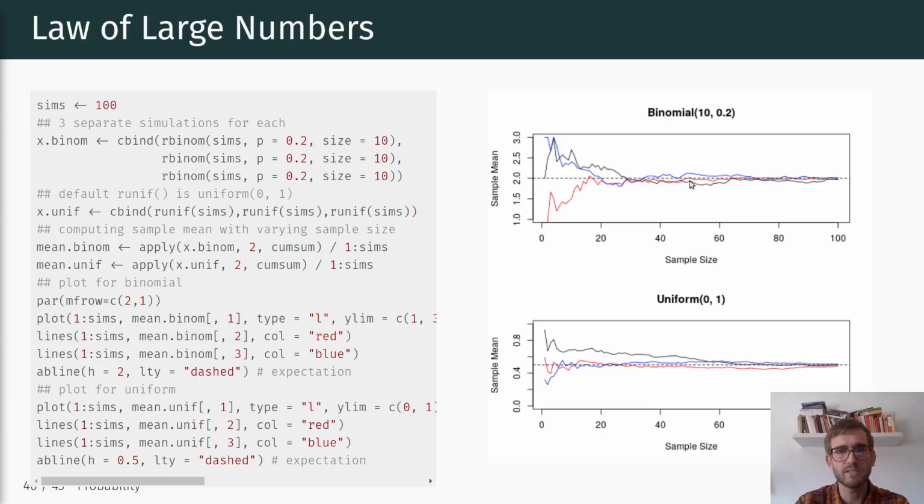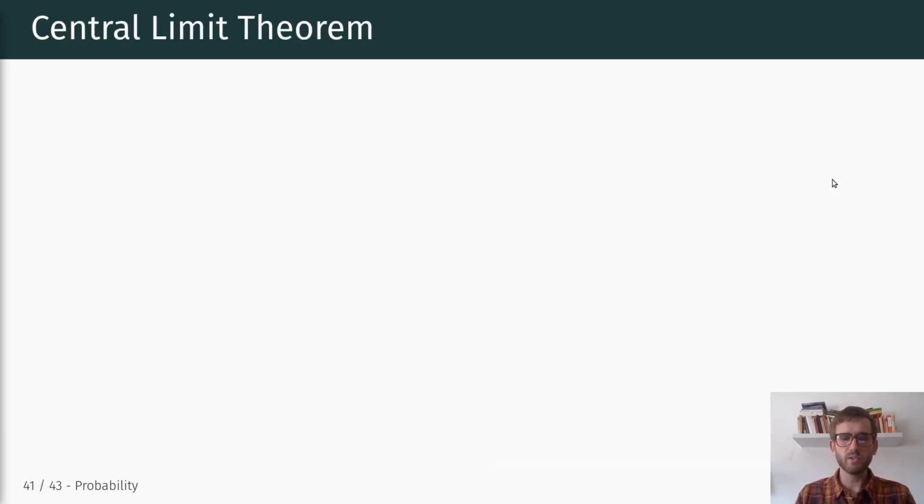But as we increase our sample size, this becomes closer and closer, or converges to the true population average. And that's what the law of large numbers essentially describes. Okay. So as we increase our sample size, the law of large numbers states that we get closer and closer to our population average. Okay. Next, we will discuss the central limit theorem.